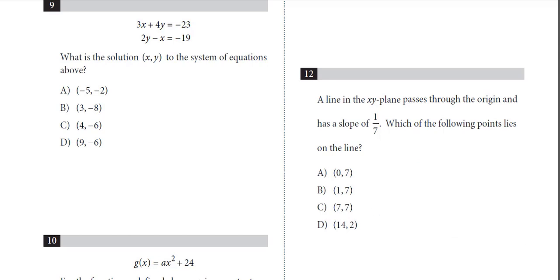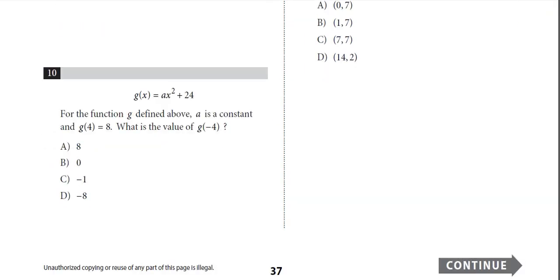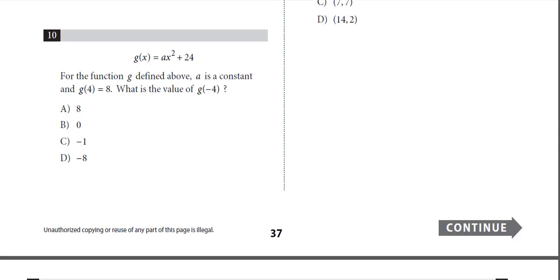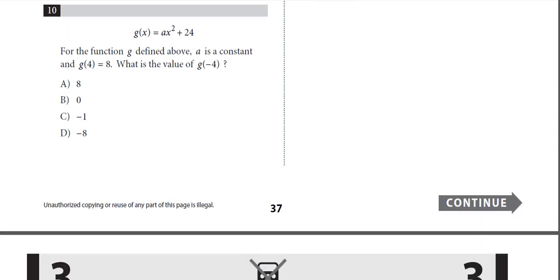The next question. g of x is ax squared plus 24 for the function g defined above. a is a constant. And g of 4 is equal to 8. What is the value of g of negative 4?